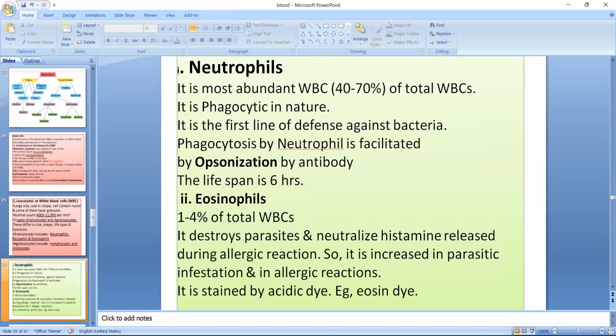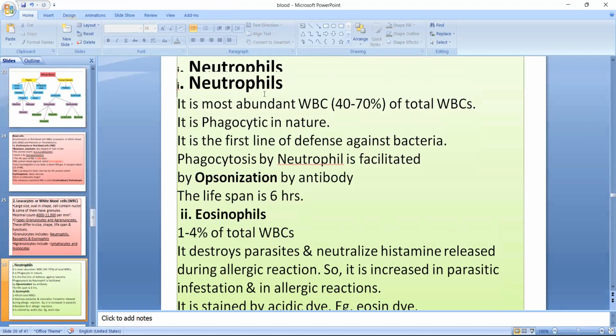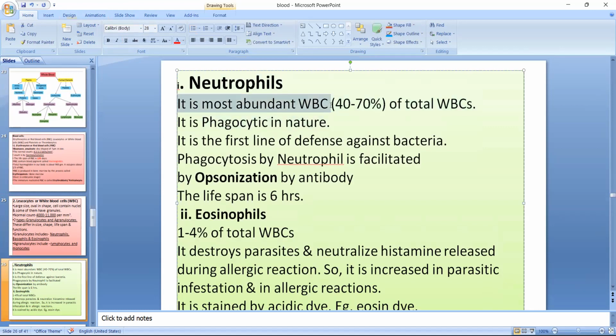Right. So you should concentrate on this name, neutrophils. It is the most abundant WBC. This is important. Most abundant WBC is neutrophils. It occupies about 35 actually. Anyway, 40 to 70% of WBCs are neutrophils, and these are phagocytic in nature.